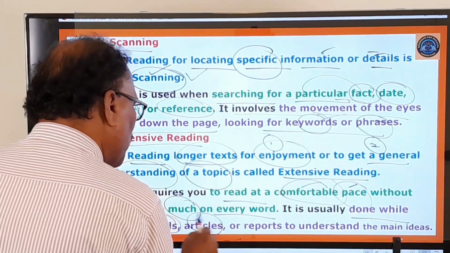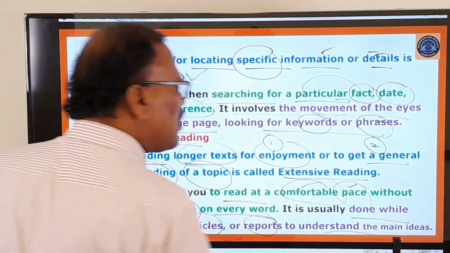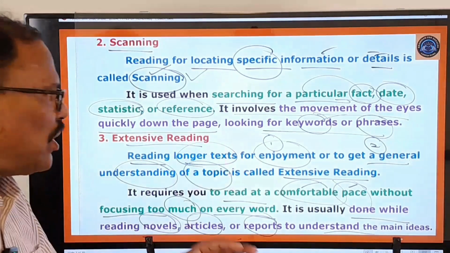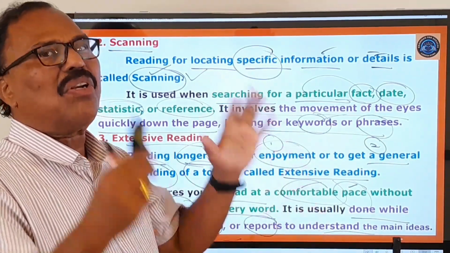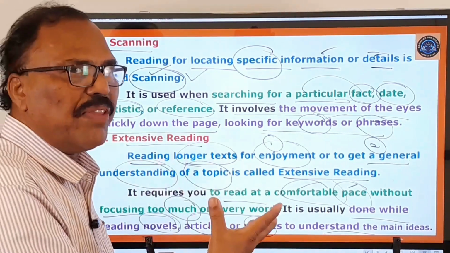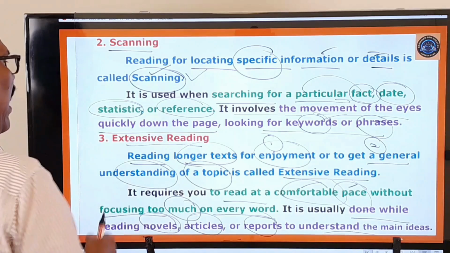Or news articles, newspaper articles are also there, and reports. Certain reports are to understand the main ideas. You read novels, articles, reports only to understand their main ideas or main themes. Only for that purpose you read all of them. When that is the case, you read all of them at your own comfortable pace. So that is called extensive reading.